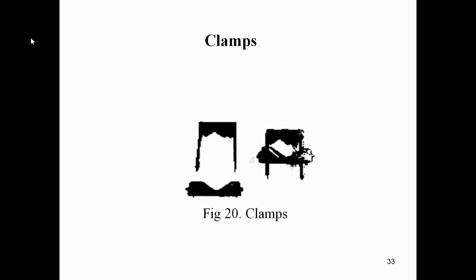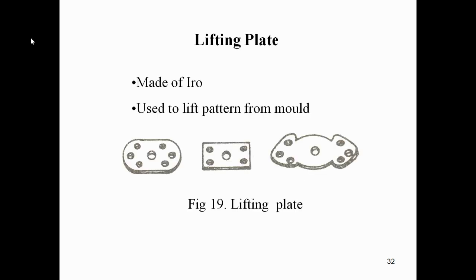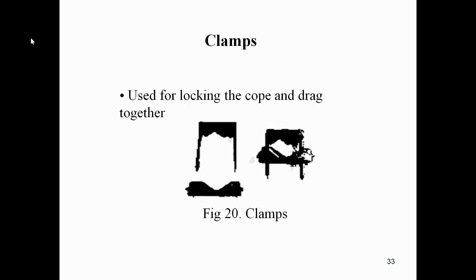Next one is clamps. Here we can see different types of clamps. Here we can see the usage of clamps in the foundry. Clamps are used for locking the cope and drag together. By using a pin, here we are locking the cope and drag together.